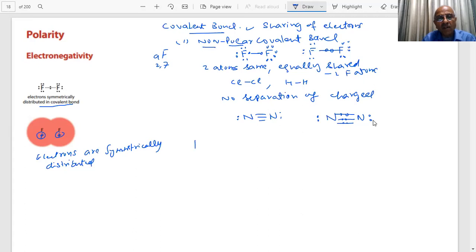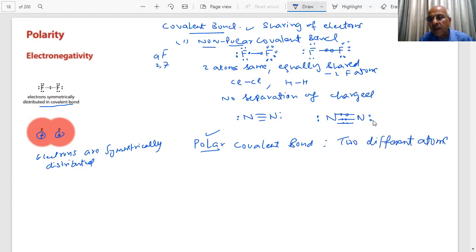Now let me talk about what a polar covalent bond is. If that covalent bond is formed by two different atoms, students, what will happen? Supposing one of the atoms is hydrogen, the other is fluorine. What is the story?